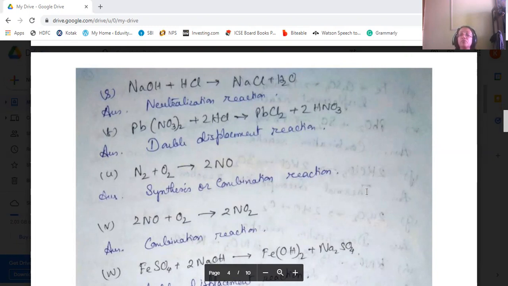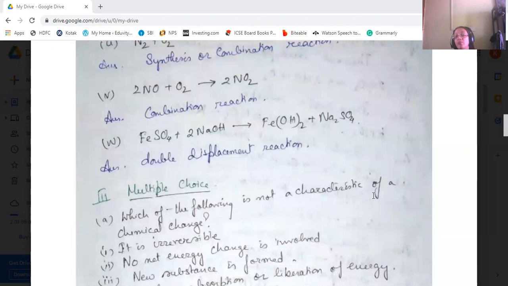Then nitrogen and oxygen combine to form 2NO. That is a synthesis or combination reaction, you can say. Then 2NO plus oxygen forms nitrogen dioxide. That is also a combination reaction. Then FeSO4 combining with sodium hydroxide forms Fe(OH)2 and sodium sulfate. That is also a double displacement reaction.